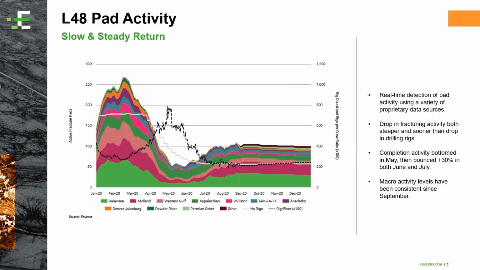Now, since then, in June and July, completion activity bounced back, and the large majority of that bounce back was in the Permian Basin. Both the Delaware and the Midland Basins have seen that frac activity bounce back. Most of the other plays have remained fairly repressed, so the gas plays have lost a little bit of market share.